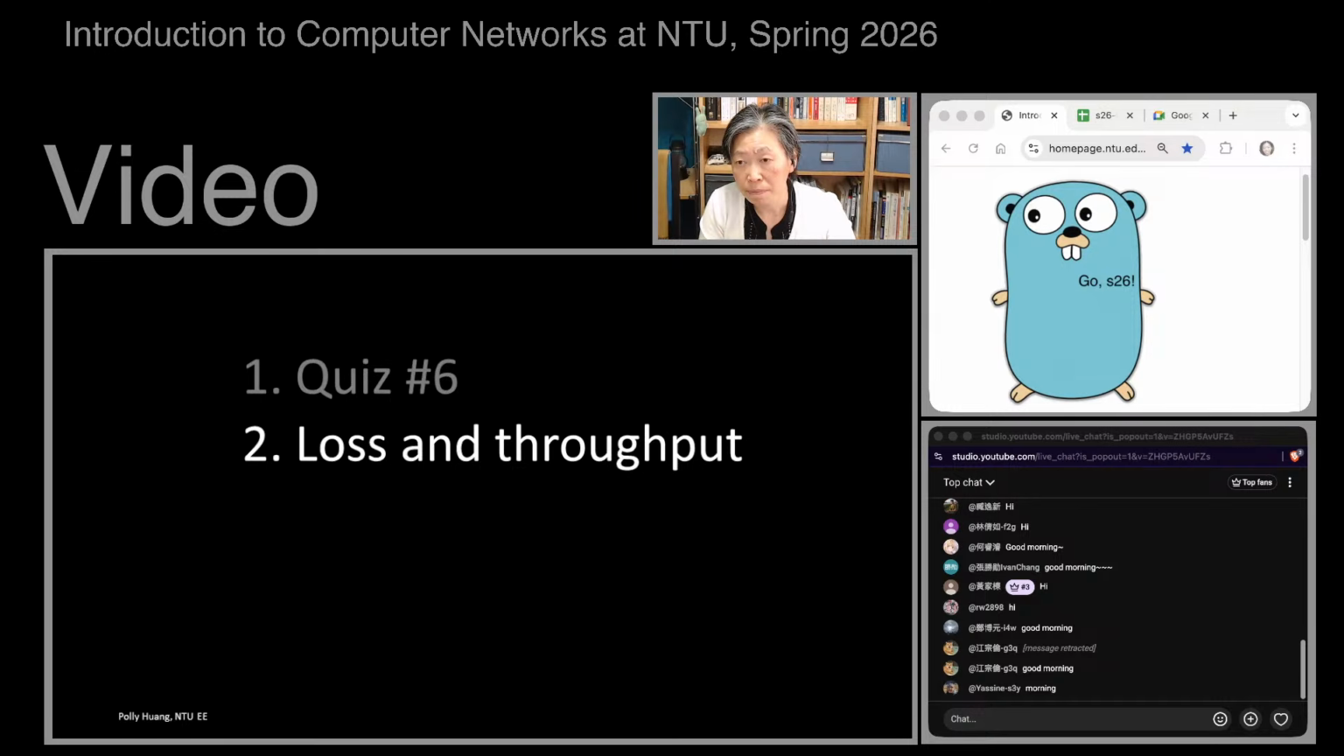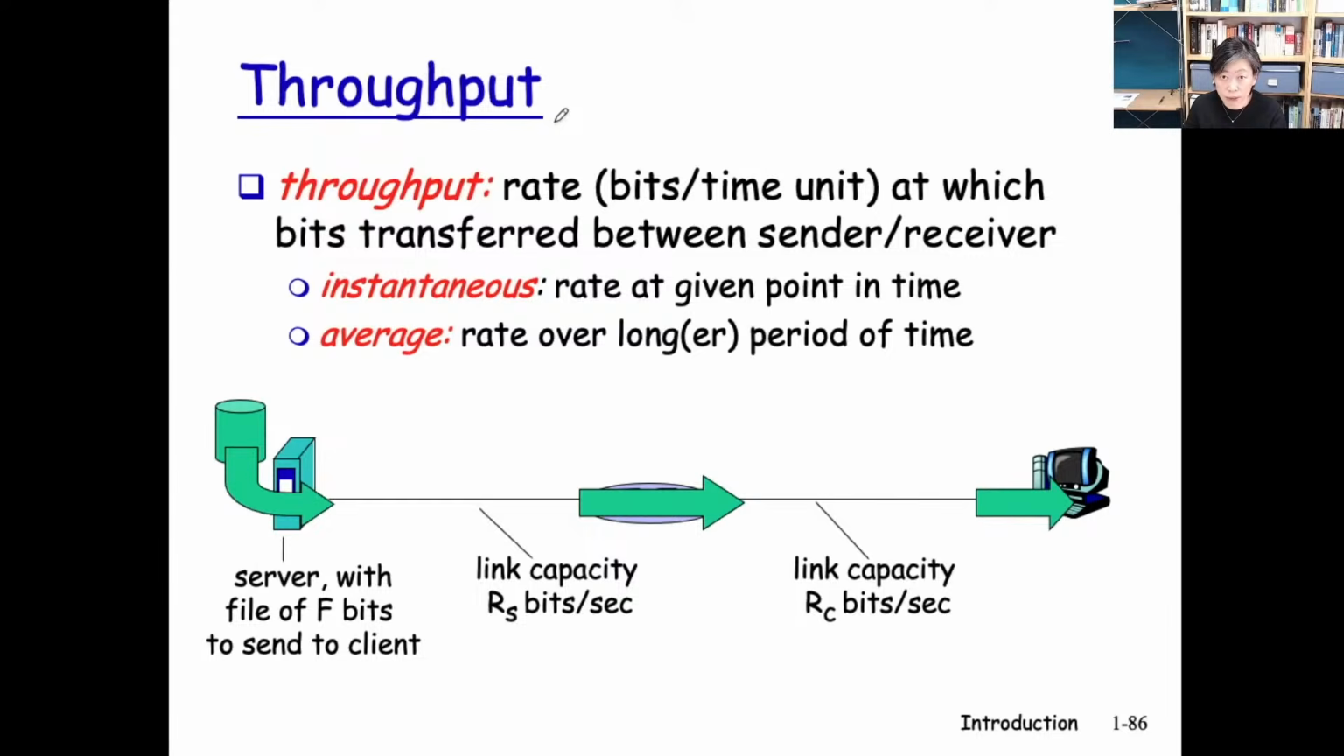Throughput is the third metric, and it measures the rate of transmitting data all the way from the sender to the receiver, from one end to the other, the speed at which data goes through the entire channel, the entire pipeline. Now, there are two ways of quantifying throughput. One is called instantaneous throughput, the other average throughput. The units are both bits per second.